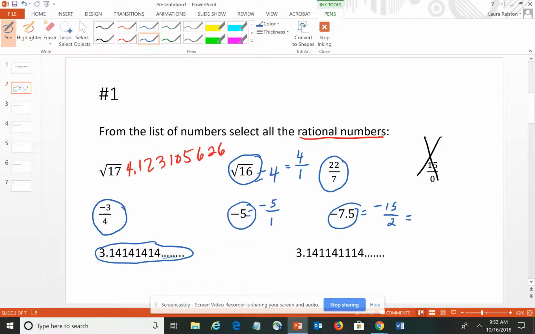But then when you look at the last one, 3.141141114, there's no pattern to it, and it goes on forever and ever. So again, it's another one of those big, long decimal numbers, and so therefore it is not rational.